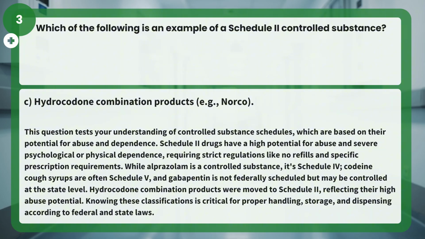While alprazolam is a controlled substance, it's Schedule IV, codeine cough syrups are often Schedule V, and gabapentin is not federally scheduled but may be controlled at the state level. Hydrocodone combination products were moved to Schedule II, reflecting their high abuse potential. Knowing these classifications is critical for proper handling, storage, and dispensing according to federal and state laws.